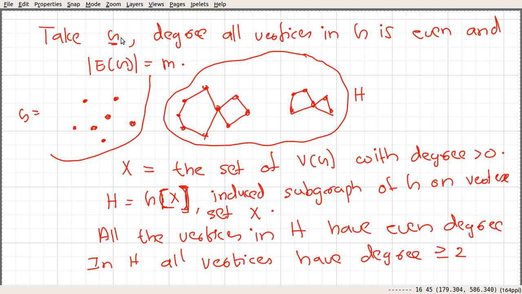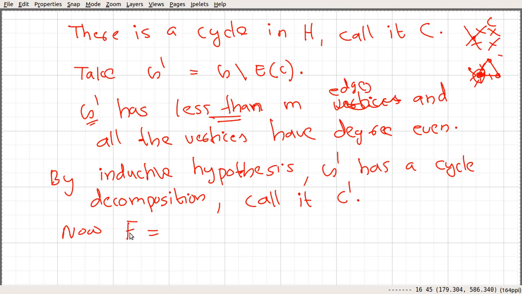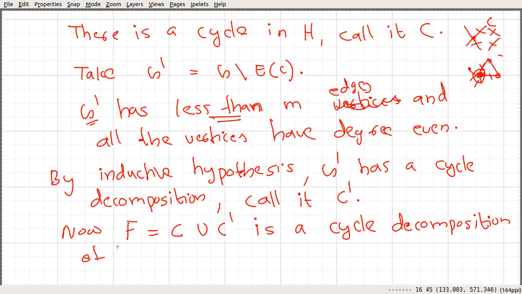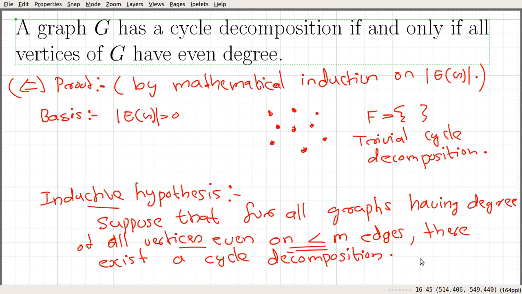So we started with this graph G, right? Now we can find a cycle decomposition of that graph. Let that family be F, and this F is nothing but the union of this cycle C and this cycle decomposition C dash. So this set is a cycle decomposition of the original graph G. So that's it. We proved the other direction also, so we proved both directions.